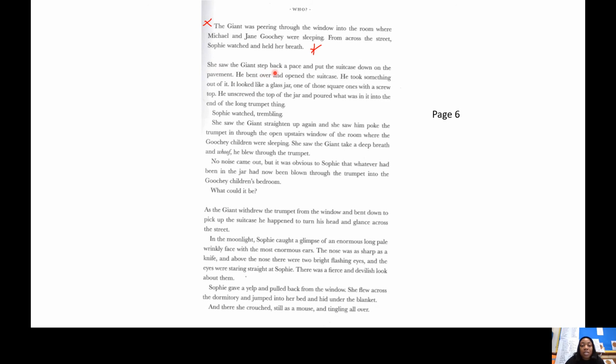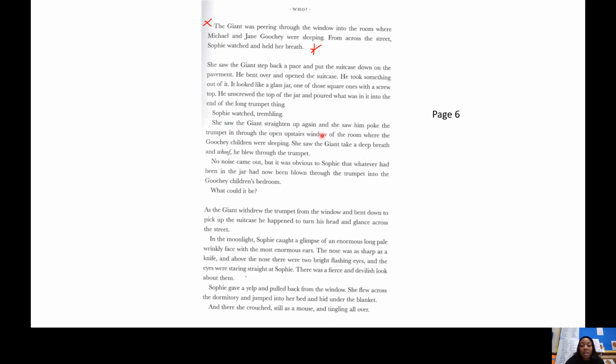So she saw the giant step back a pace, well done, pace, and put the suitcase down on the pavement. He bent over and opened the suitcase. He took something out of it. It looked like a glass jar, one of those square ones with a screw top. He unscrewed the top of the jar and poured what was inside into the end of the long trumpet thing. Sophie watched, trembling. She saw the giant straighten up again.